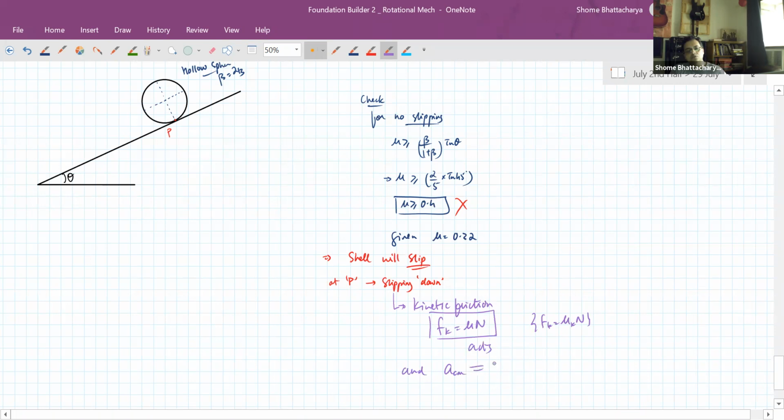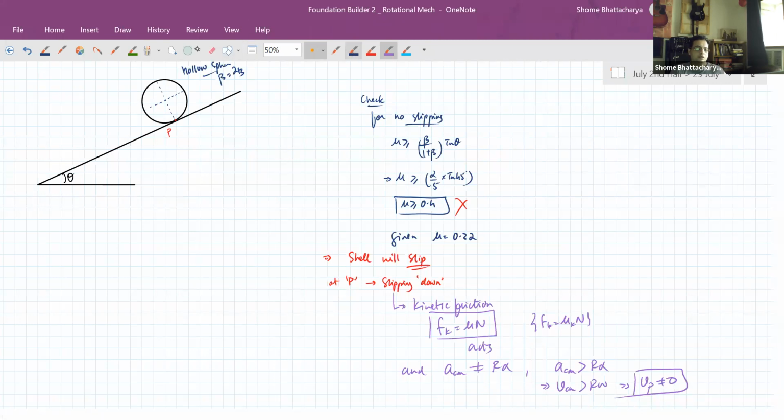So kinetic friction acts and ACM is not equal to R alpha. In fact, ACM is greater than R alpha, so that at any point of time VCM is greater than R omega. So the velocity of the point of contact is not zero, it is downwards. So it's slipping.